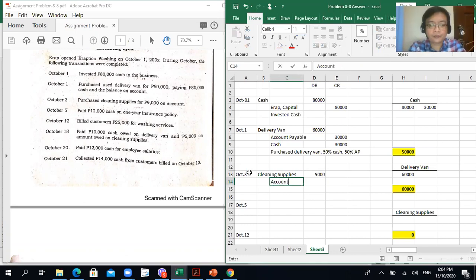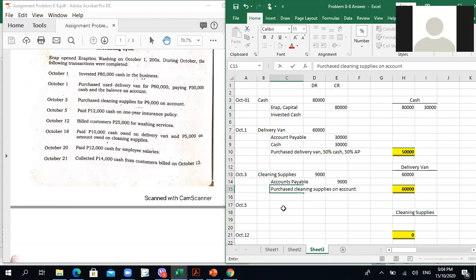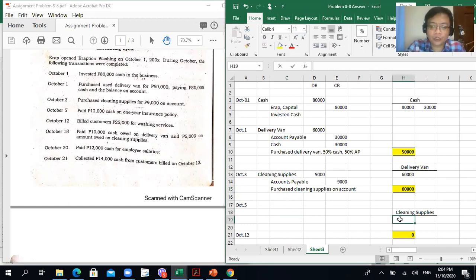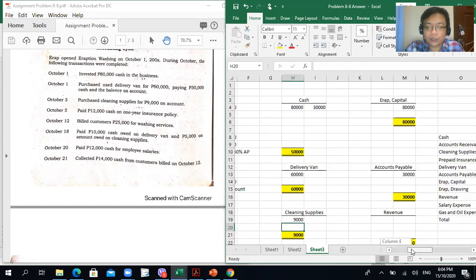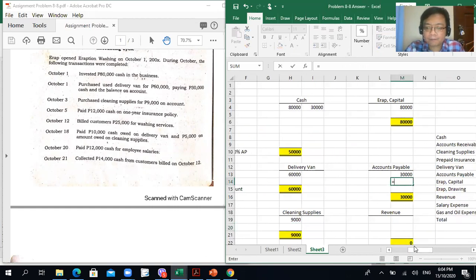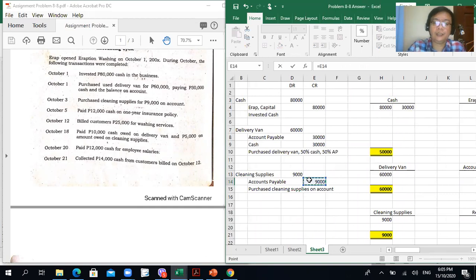Accounts payable is 9,000. So this is purchase of cleaning supplies on account. Take note, you should have an explanation. After that, cleaning supplies is part of your asset, so you will put cleaning supplies here. And accounts payable also 9,000 here.